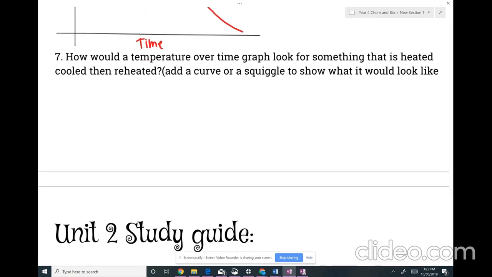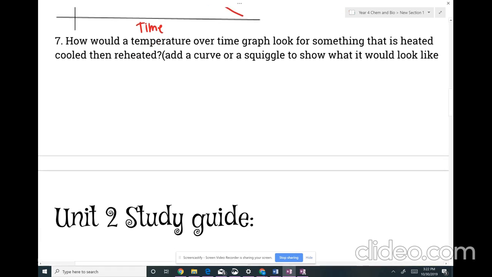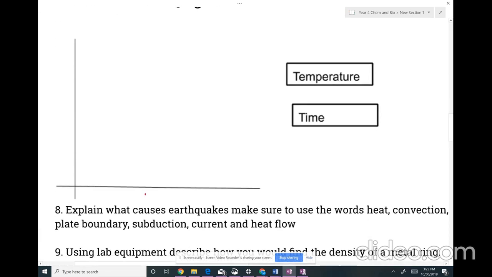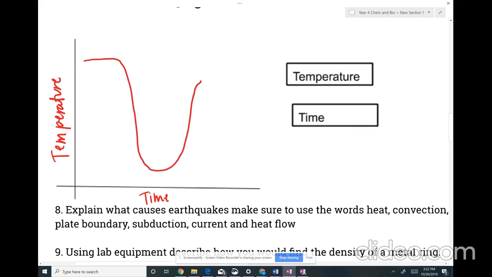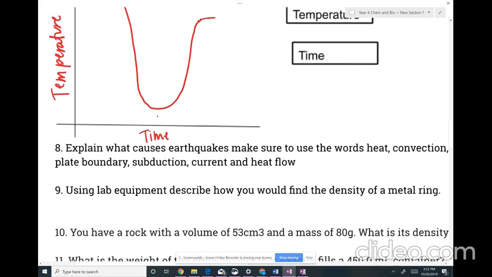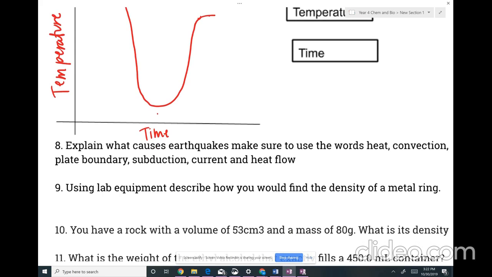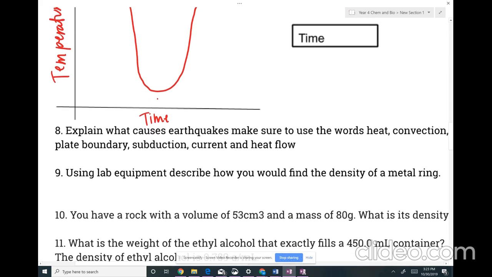Then how would a temperature over time graph look for something that is heated, cooled, and reheated? We do the same thing here. We have our time and our temperature. We start off with something really warm, it cools down, and then you reheat it. So this is a high temperature, this is a low temperature, and then a high temperature is being created again. Those are some of the things I want you to see on there.